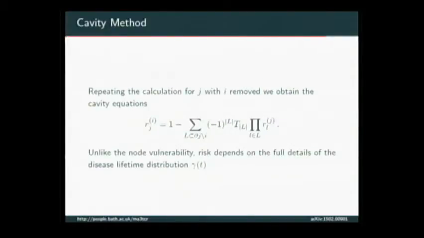Okay. So here are the final set of equations. Again, they're the same size as the previous ones. They're just more complicated because I have to sum over all the possible subsets.